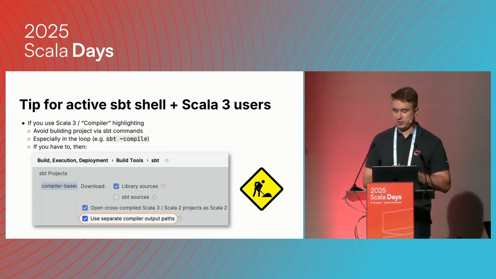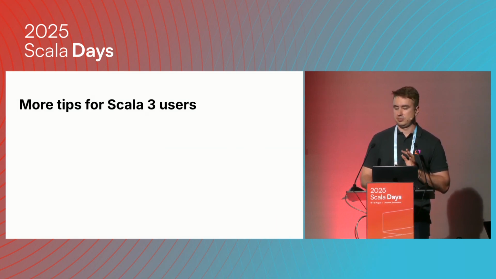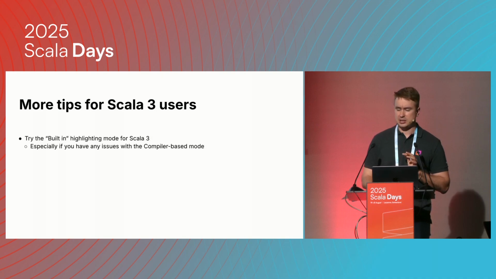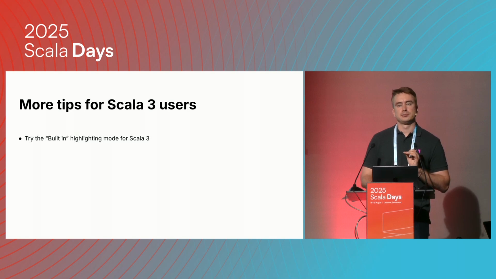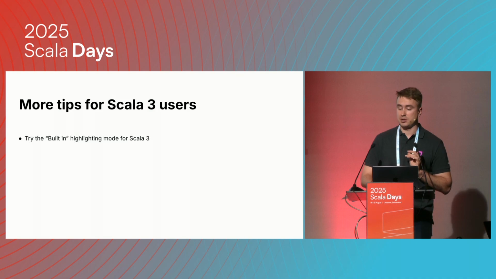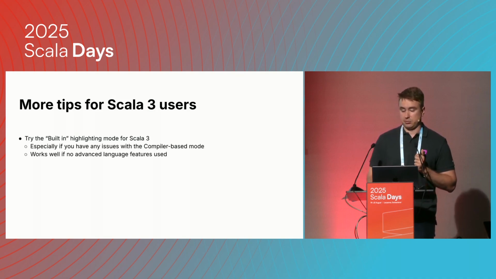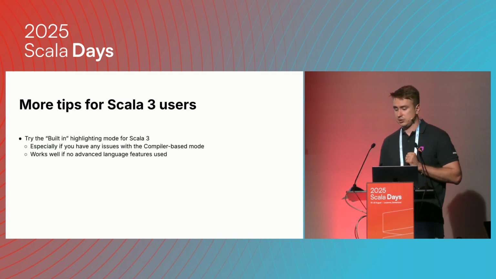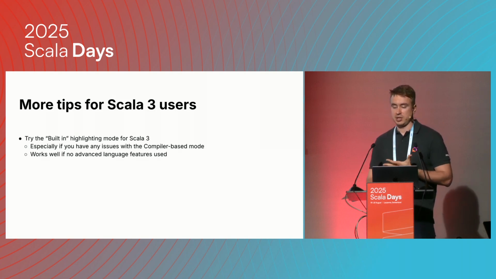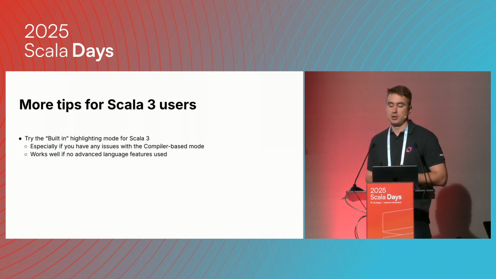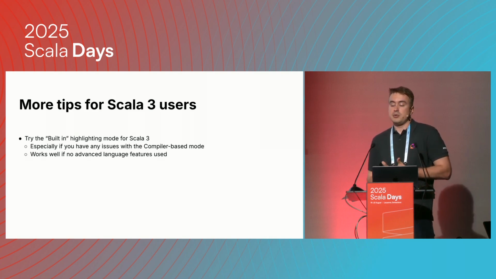We will fix it soon. It's a known problem. Right, and several tiny suggestions. If you do not heavily use advanced Scala 3 features, you might just try the built-in highlighting mode. It can work pretty well for most of the language features, especially if you have any kind of issues in the compiler-based mode.